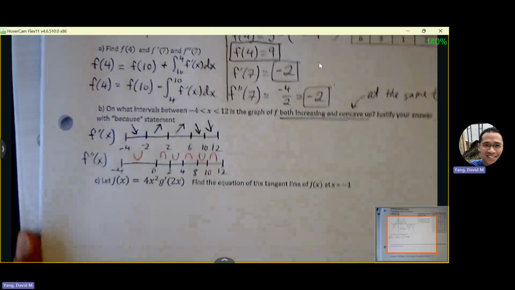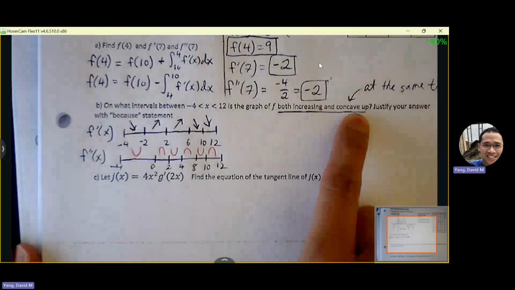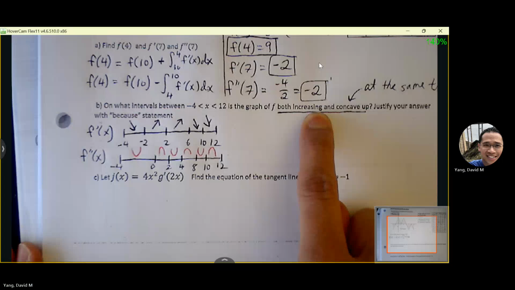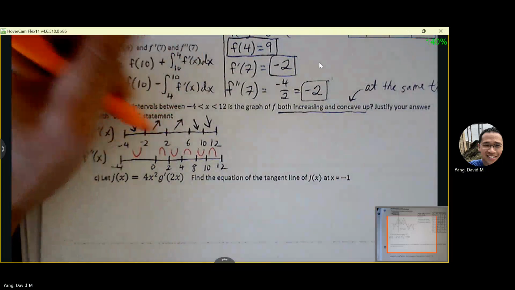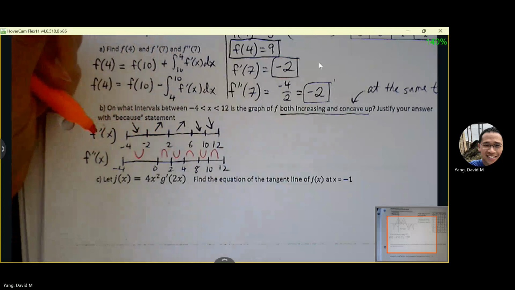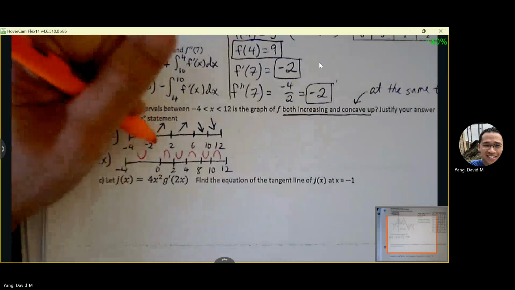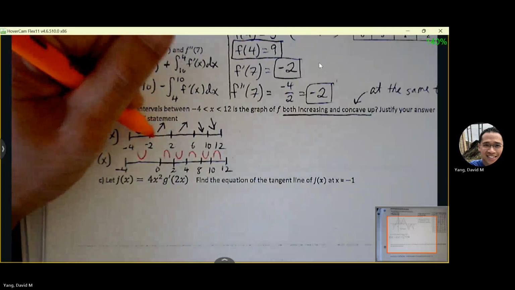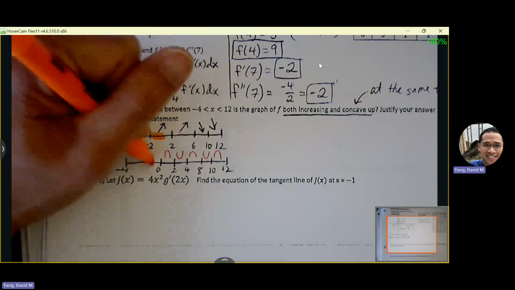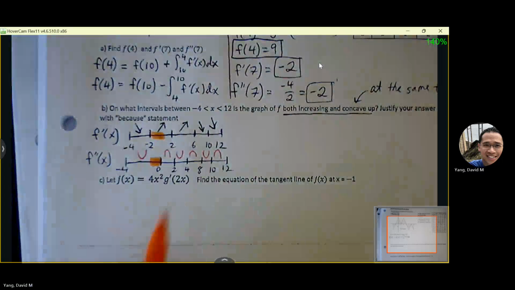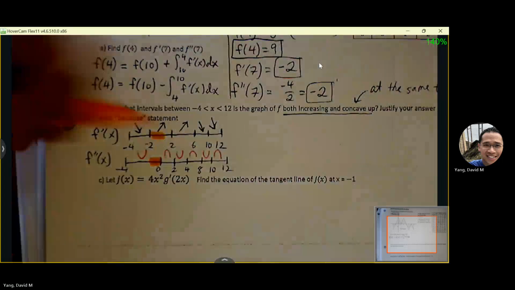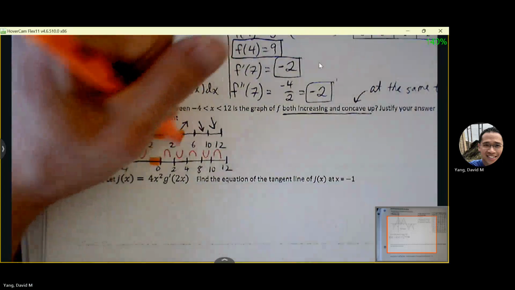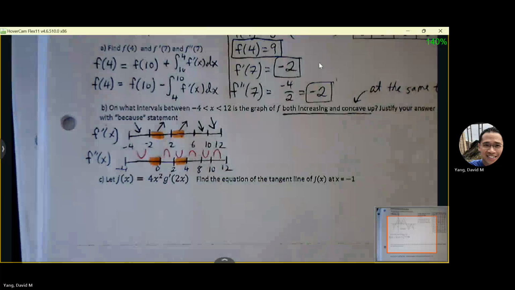Okay, so we're looking for regions where increasing and concave up. So increasing and concave up. -2 to 0. I see an interval there. 2 to 4. And I think that's it, right?